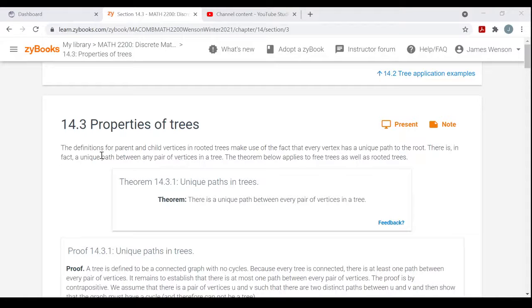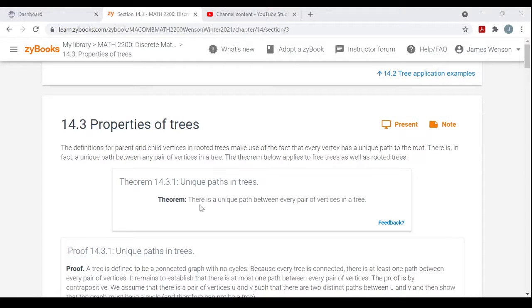Alright, so the definitions for parent and child vertices in rooted trees make use of the fact that every vertex has a unique path to the root. There is, in fact, a unique path between any pair of vertices in a tree. This theorem was stated in section 14.1, and in 14.1 they said the proof will be shown later. Well, here it is.